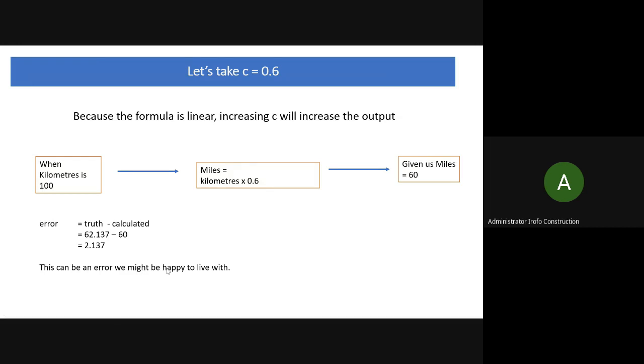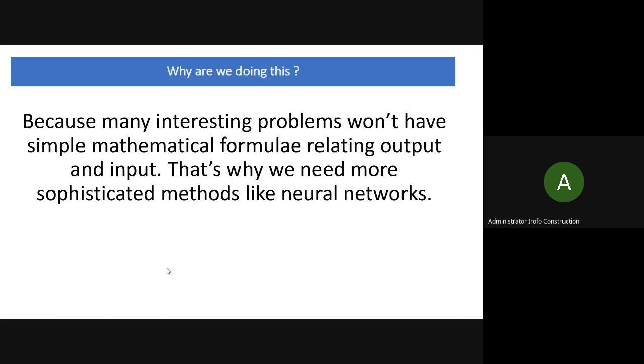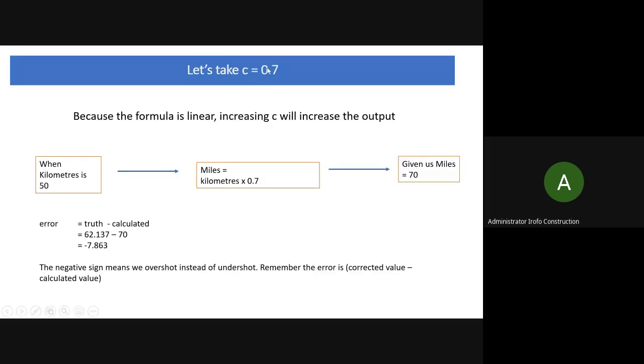But someone can say that 2.137 is still huge. So let's try and also improve it again. Let's see if we can improve it again now. Let's try and use 0.7. When you use 0.7, you're having what?